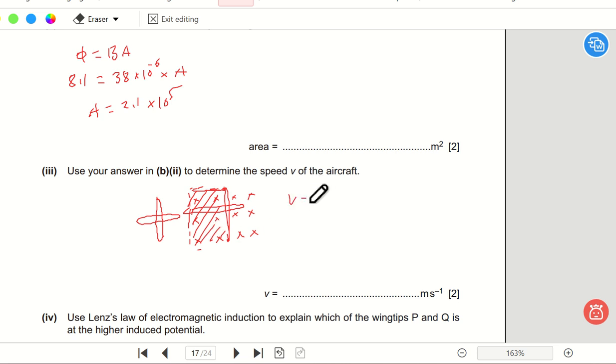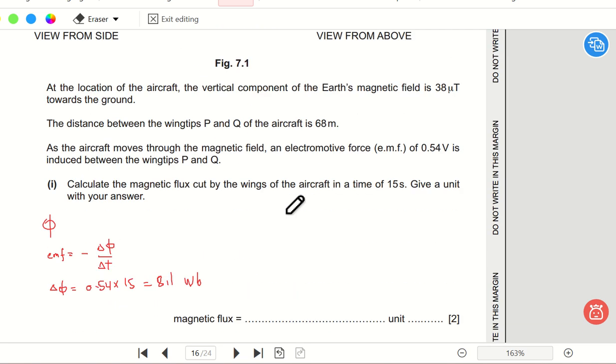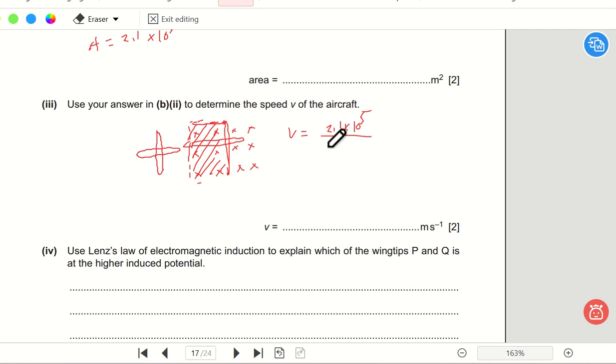So v equals area divided by length. This length is 68. This gives us the width, and when we divide it by time, we can get the velocity. Using a calculator, you will get the speed to be almost 210 meters per second.